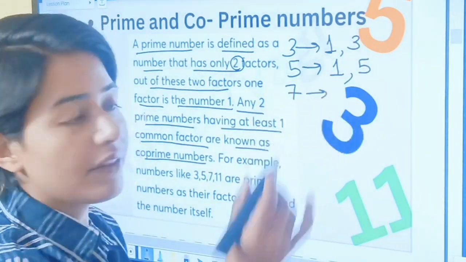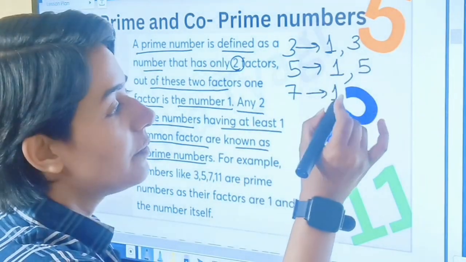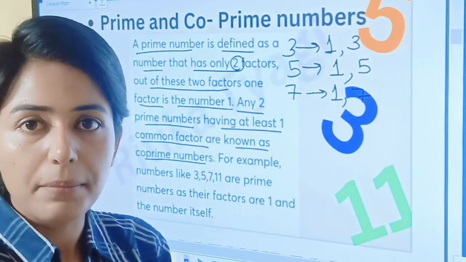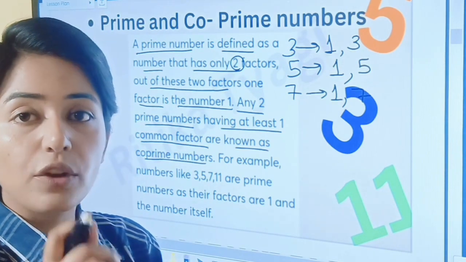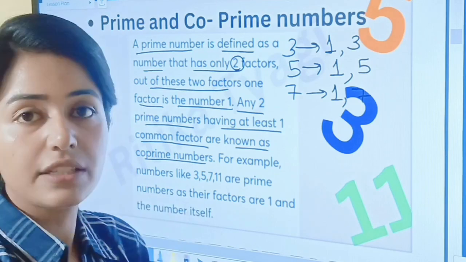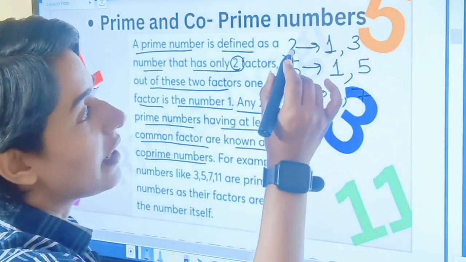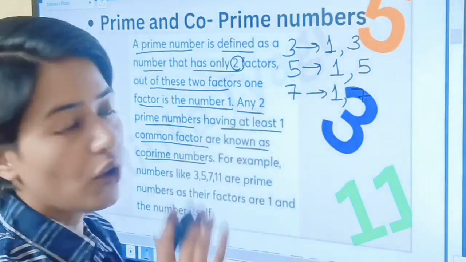Similar to this, 7 is also a prime number, that is, its factors are 1 and 7 itself. Co-prime numbers: two numbers which have only one common factor are known as co-prime numbers. For example, here 3, 5 and 7 are co-prime numbers.